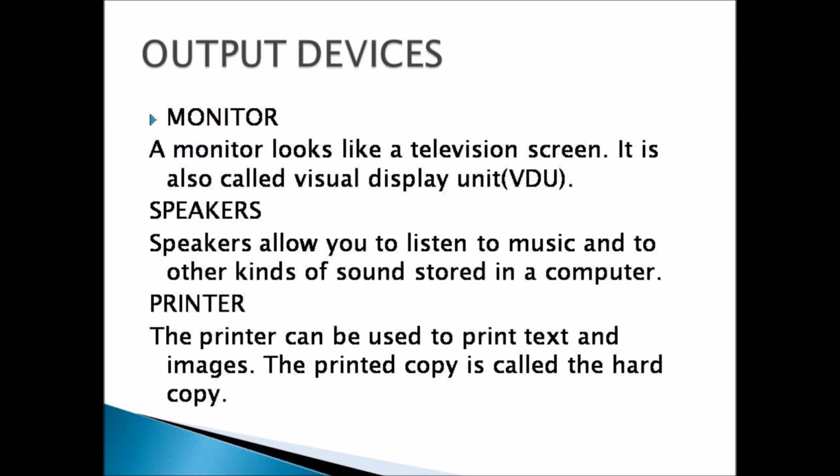And then printer. The printer can be used to print text and images. The printed copy is called the hard copy. Okay children, we use a printer to print on paper what we see on the monitor. There are three types of printers. One is dot matrix printer, second one is inkjet printer, and the third one is laser printer.